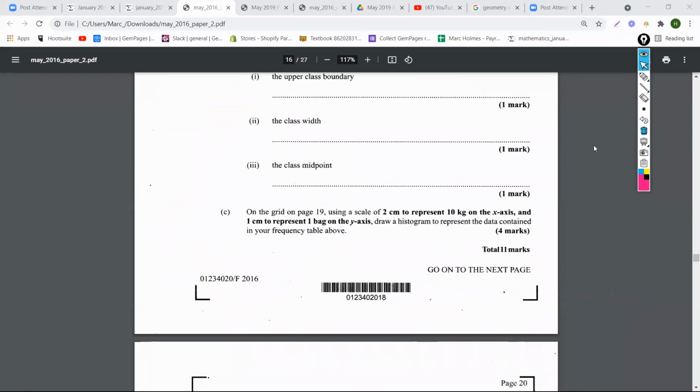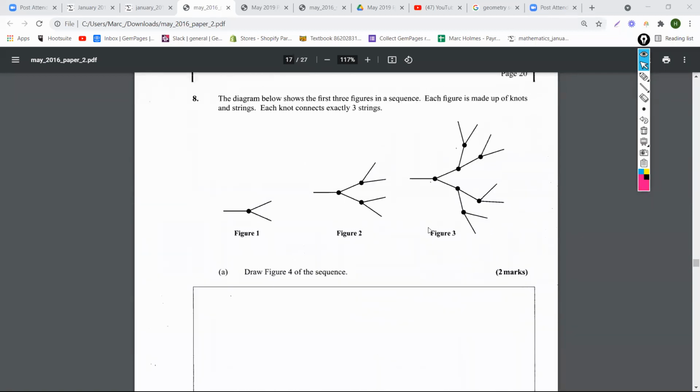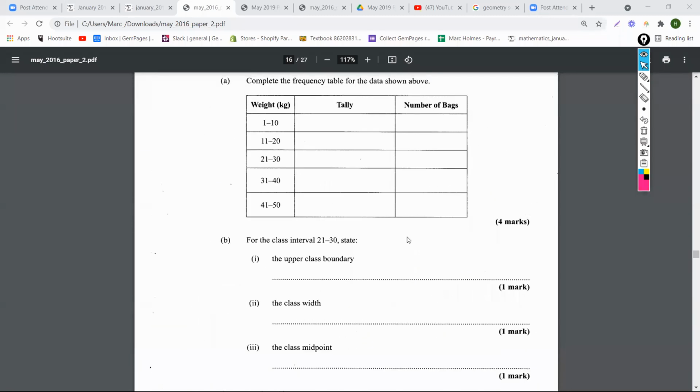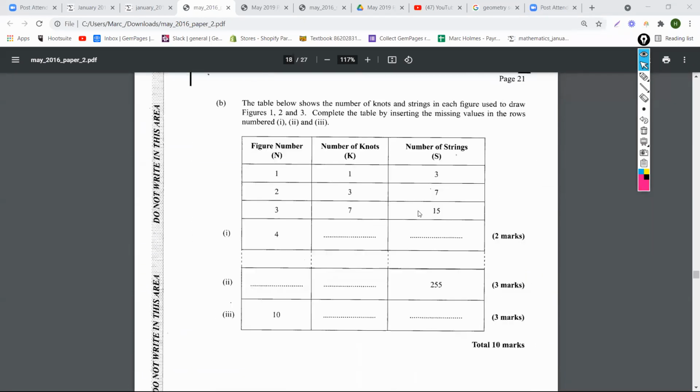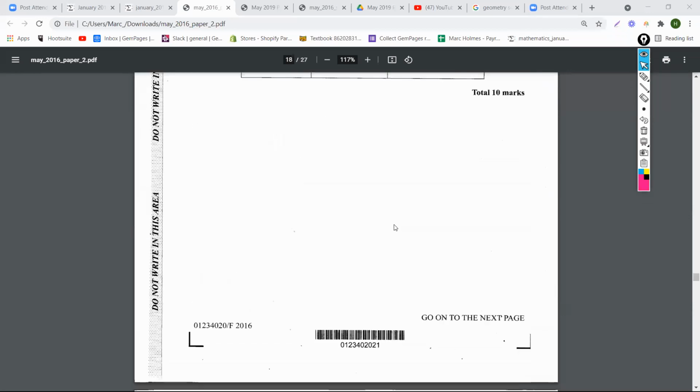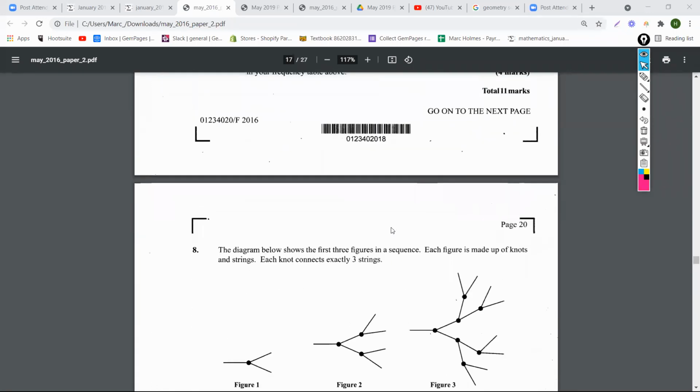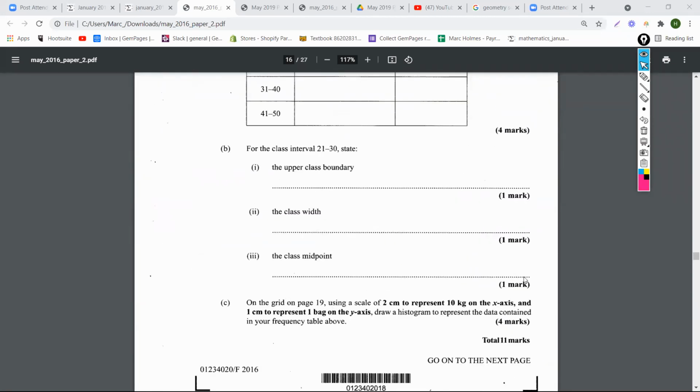Let's move on still. So it says here on the grid on page 19, using a scale of 2 centimeters to represent 10 kilograms, draw a histogram. So this one is kind of easy, guys. Page 19, where is that grid though? I'm not seeing the paper. But basically, guys, they're asking us to draw a histogram now with this.